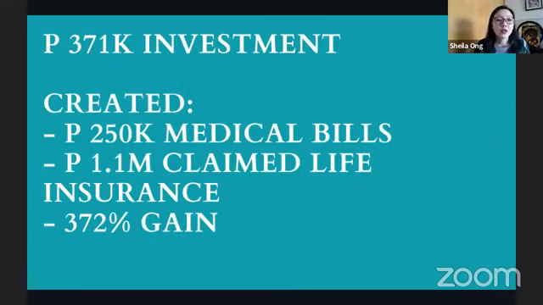I have here an actual scenario. This client just put money in the fund, in the accounts, for more than 6 years, summing up to 371,000 investment. And this investment created 250,000 medical bills and 1.1 million claimed life insurance. It gives her 372% gain.